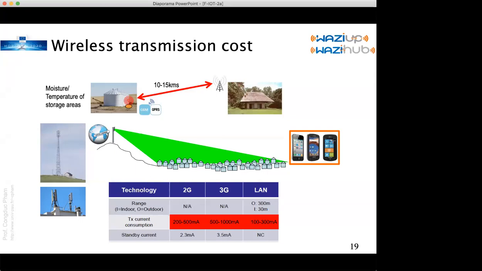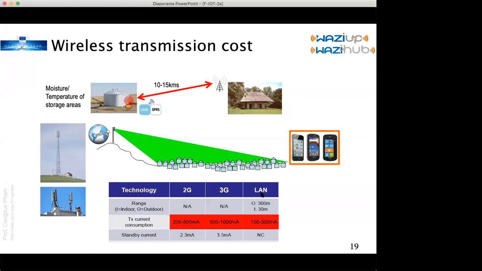The only issue is how much power are you going to inject into the transmission? If you inject a lot of power, you can have a lot of bandwidth and you can travel very far. So distance and bandwidth is not really a problem in wireless transmission. It is not the limiting factor. The limiting factor is how much energy it's going to cost you.